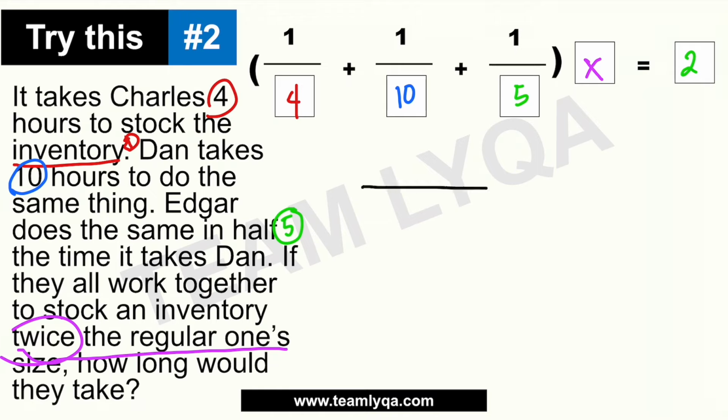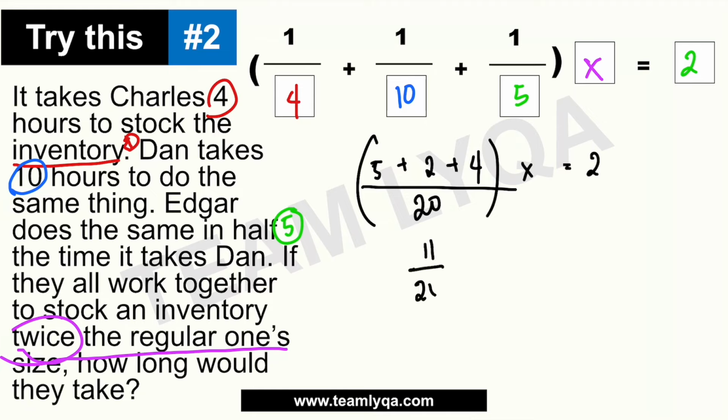Kunin natin yung LCD, that would be 20 divided by 4 is 5 times 1. This is going to be 2, this is going to be 4. Okay? X is equal to 2. Now we have 5 plus 2, which is 7 plus 4, 11 over 20. X is equal to 2.